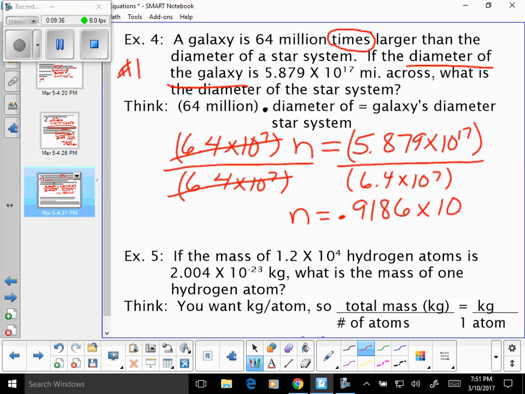Now we have to deal with our exponent of 10. Remember what we do when we divide? Subtract the exponents. 17 minus 7 is 10. Always ask yourself, is my answer in scientific notation? No, it is not. 9.186 times 10 to the 9th and my distance is measured in miles.